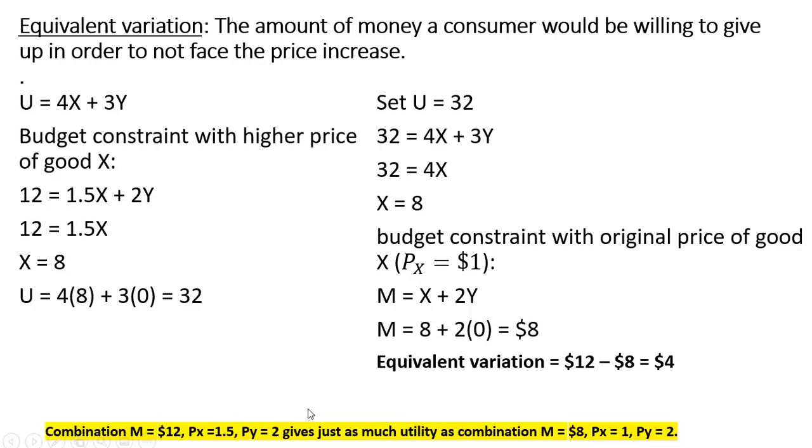So again, the combination of $12, the higher price of good X, and the price of good Y at $2 gives just as much utility as the combination of only $8 of income, price of good X at its original price of $1, and the price of good Y still at $2.